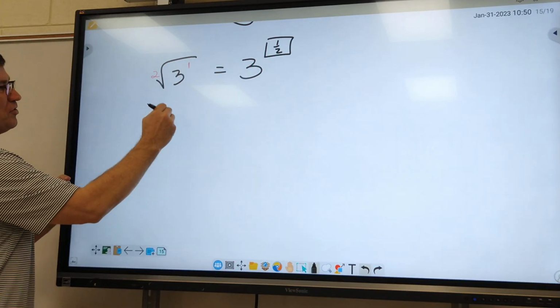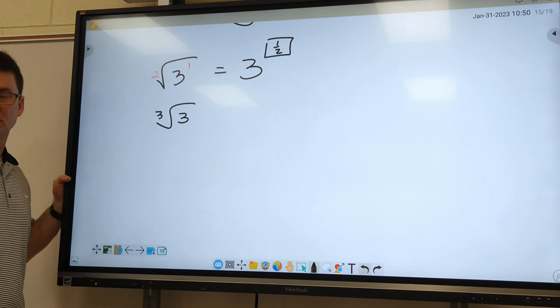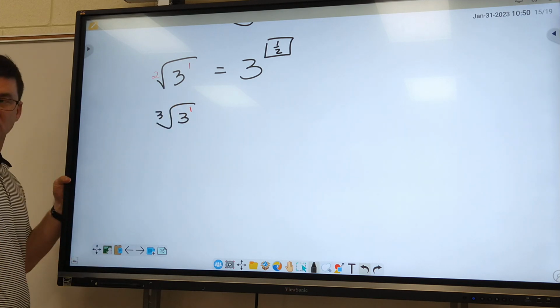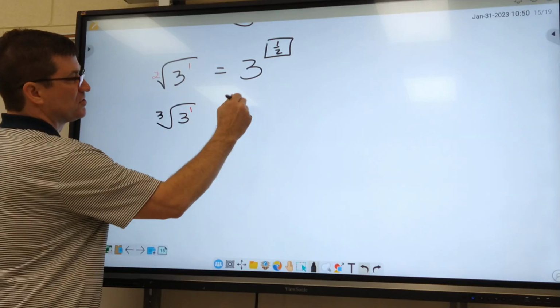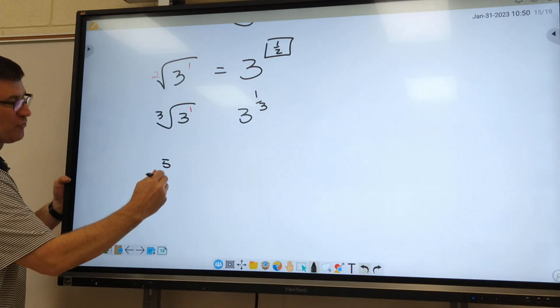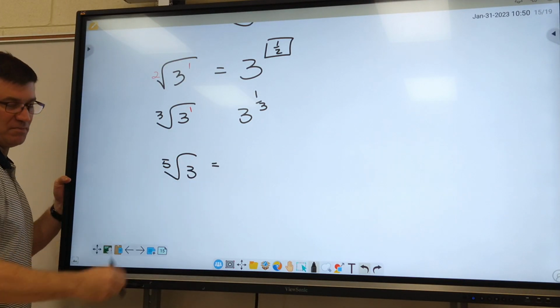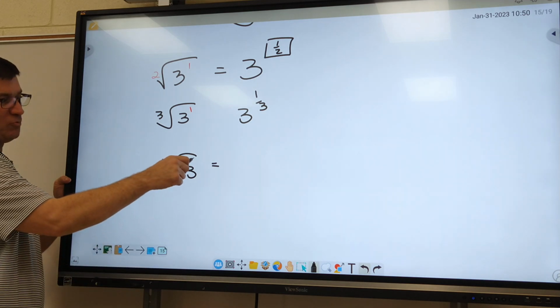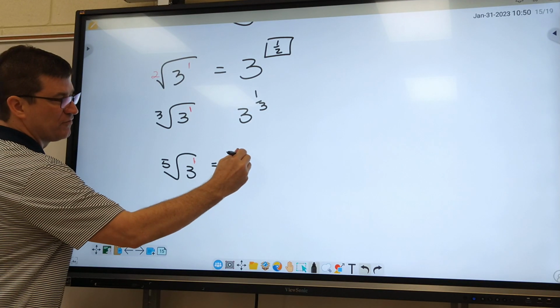What if it was the cube root of 3? Isn't there still an understood 1 there? So that would be 3 to the 1/3, right? Let's keep going. What if it was the 5th root of 3? What's that one going to be? Still a 1 there, right? So it's 3 to the 1/5.